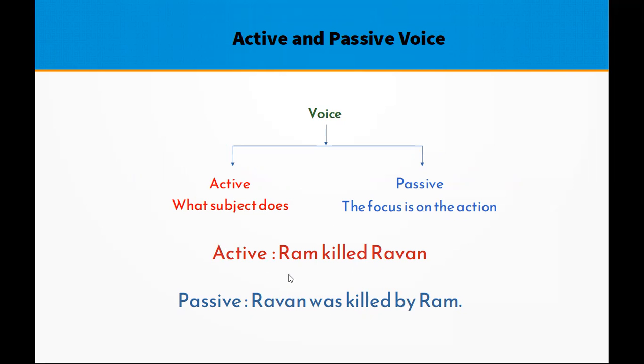So here the subject Ram killed Ravan. Here the subject does the action. This is the active voice. In passive voice, Ravan was killed by Ram. Here the focus is on the action, on what the subject did. So in English we have two types of voice, active voice and passive voice. Active voice means what the subject does. Passive voice means the focus is on the action.